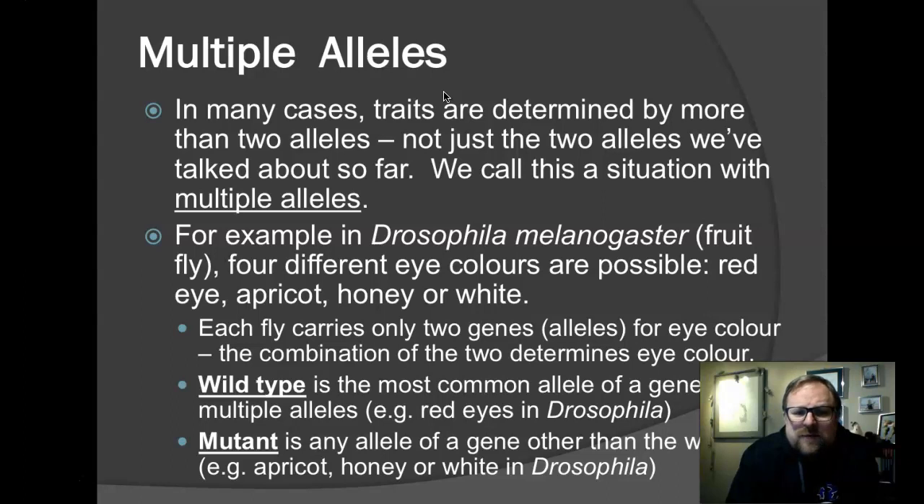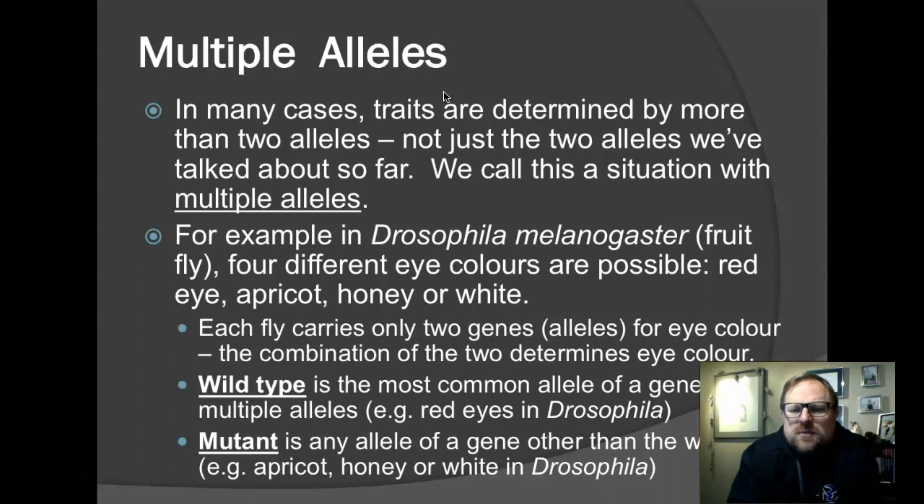So Drosophila melanogaster, these fruit flies, have 4 different eye colors that are easily observable under a dissecting microscope. The eye colors are red, apricot, honey, or white. Sorry, I always say apricot, and I don't know why. Each fly carries only 2 genes for eye color, or alleles. The combination of these 2 determines the eye color for the organism.